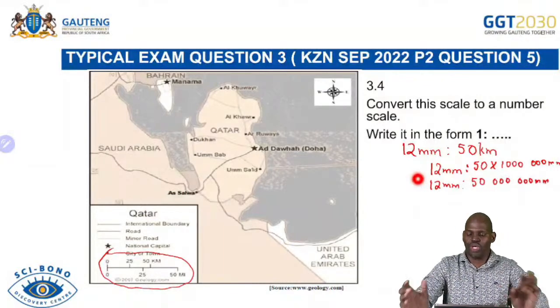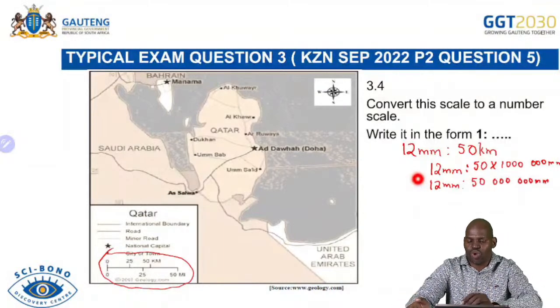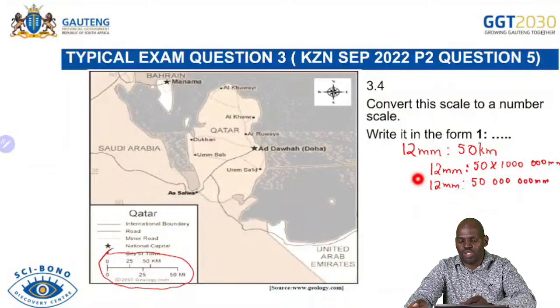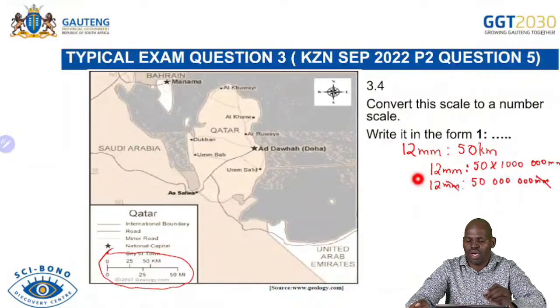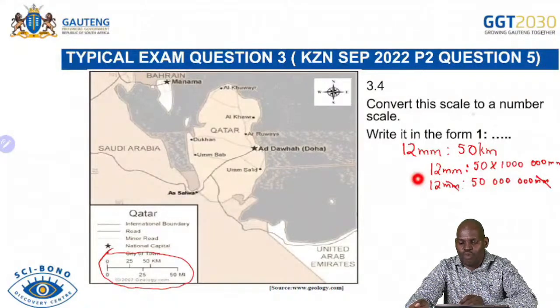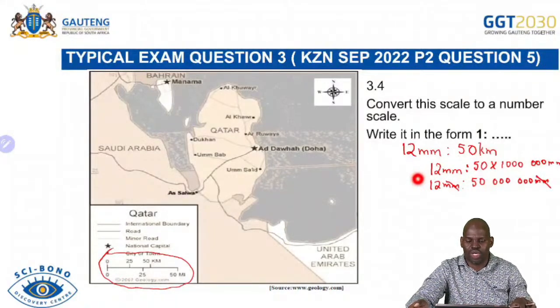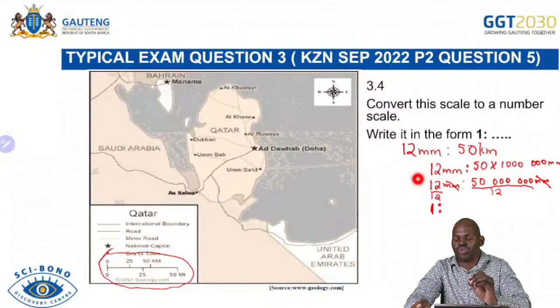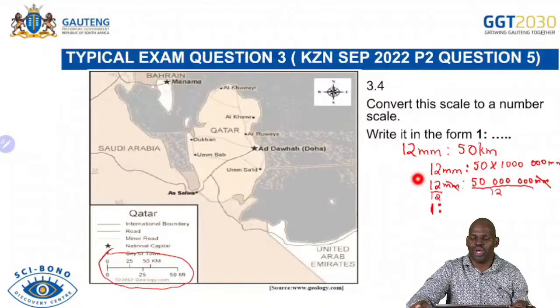Okay, now the units are the same. We just had to convert. Initially, the units were not the same. So 12 millimeters and the millimeters will cancel out. Then we divide, because we want to have 1. We say 12 divided by 12, and then 1 divided by 12. Then we're going to get 1 is to, use your calculator.